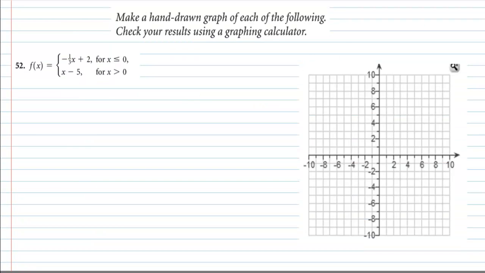Next, we want to make a hand-drawn graph of each of the following. Check your results by using a graphing calculator. For the function f of x, it has two parts, where the first function is negative 1/3 x plus 2 and exists when x is less than or equal to 0. The second function, x minus 5, exists when x is greater than 0.